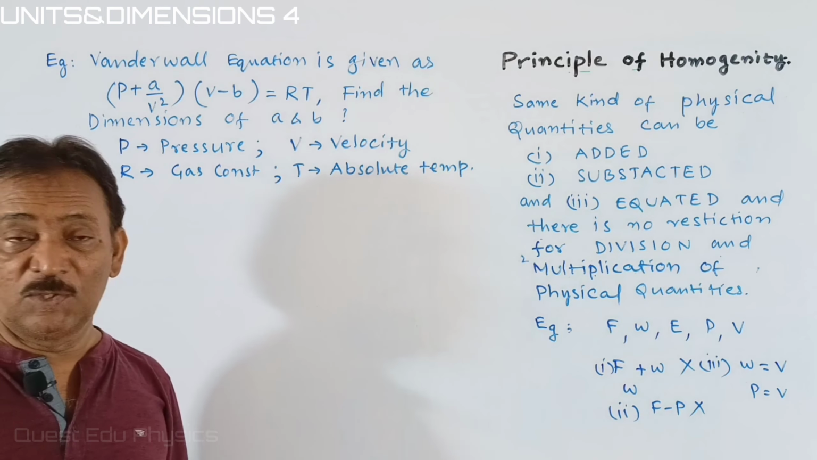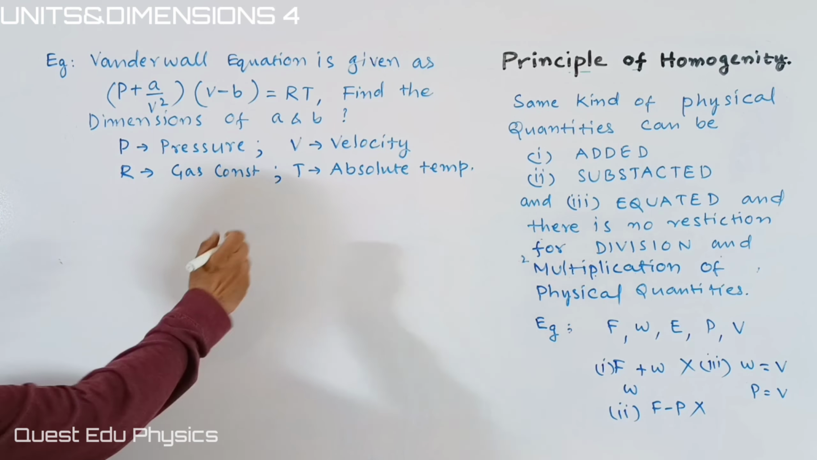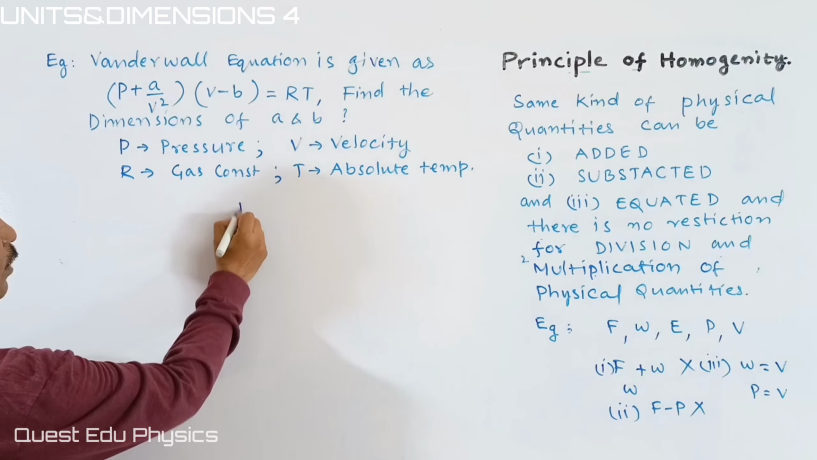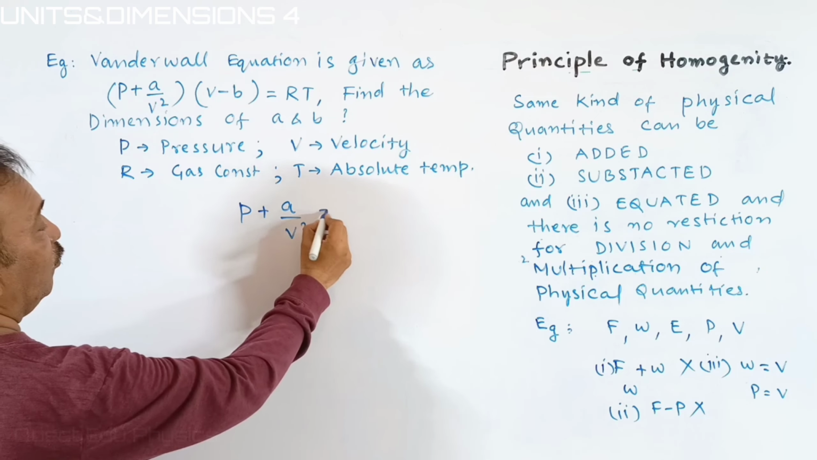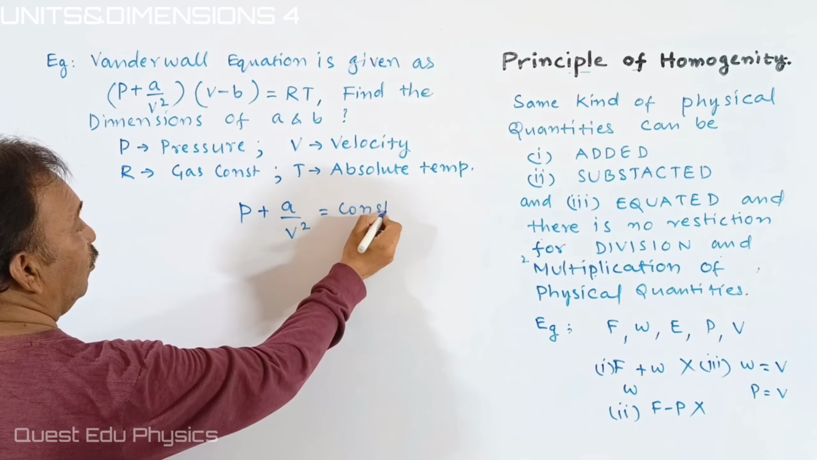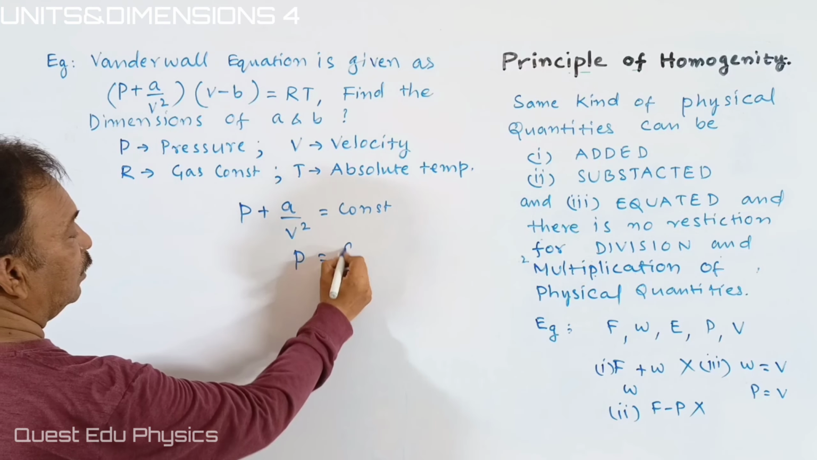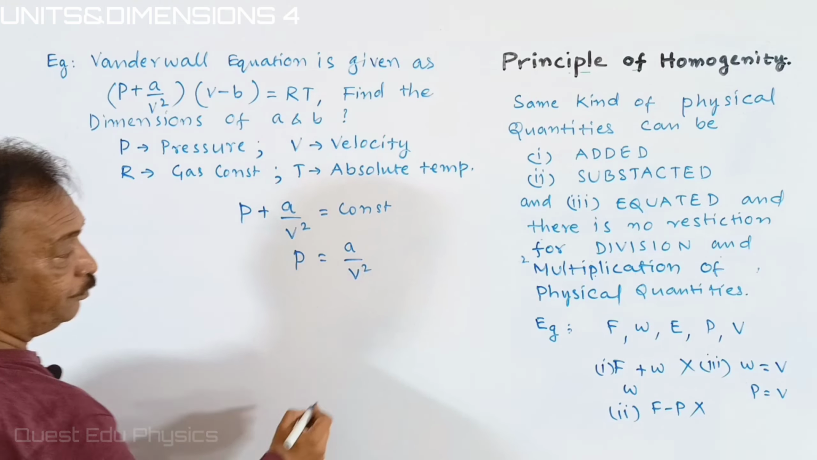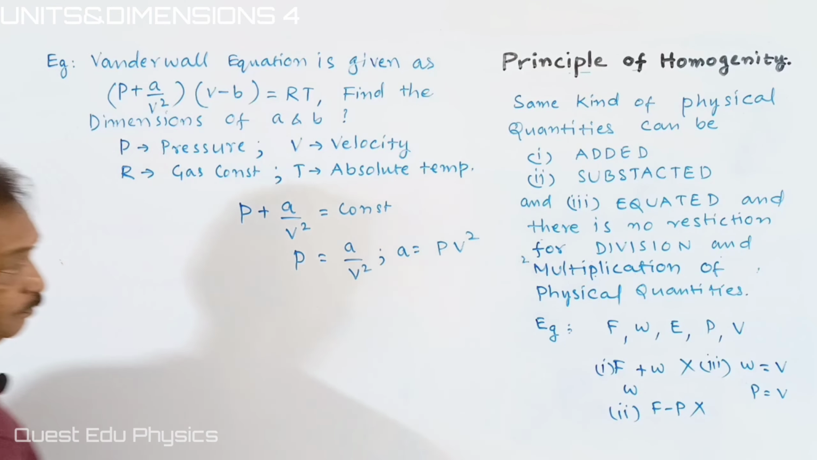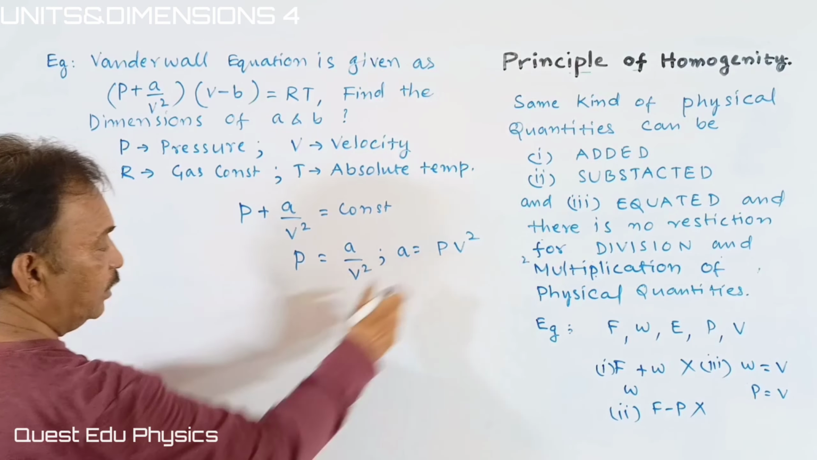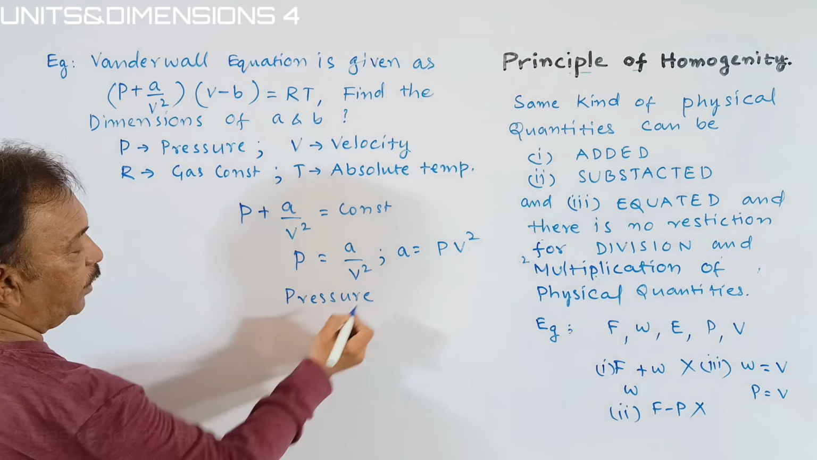Let's do this problem, students. We have already explained which physical quantities are involved in it. First, we are taking this part: pressure plus A by V squared is equal to constant. Using the principle of homogeneity, it can be written as pressure is equal to A by V squared, and it can be rewritten as A is equal to PV squared. And we know what P is and what V is.